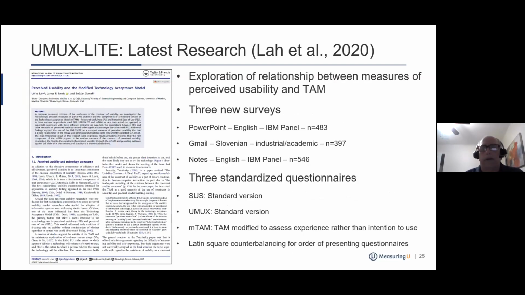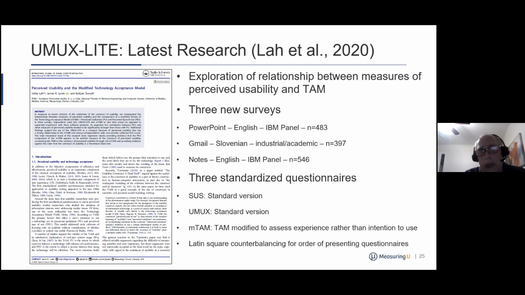So now let me talk about the latest research. This is a paper that was published earlier this year, and I had a couple of collaborators from Slovenia. Why Slovenia? I don't know. They contacted me and said they were interested in doing some research, and I said I was interested in doing this, and this is what we did. So it all required translation of things into Slovene, but anyway, just part of the process.